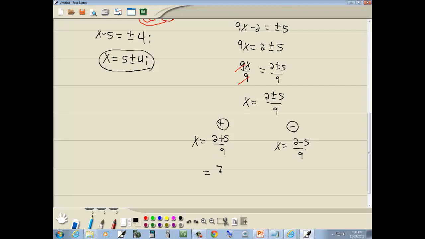2 plus 5 is 7, so we got 7/9. 2 minus 5 is negative 3, so we got negative 3/9, which reduces to negative 1/3. And those are our answers.